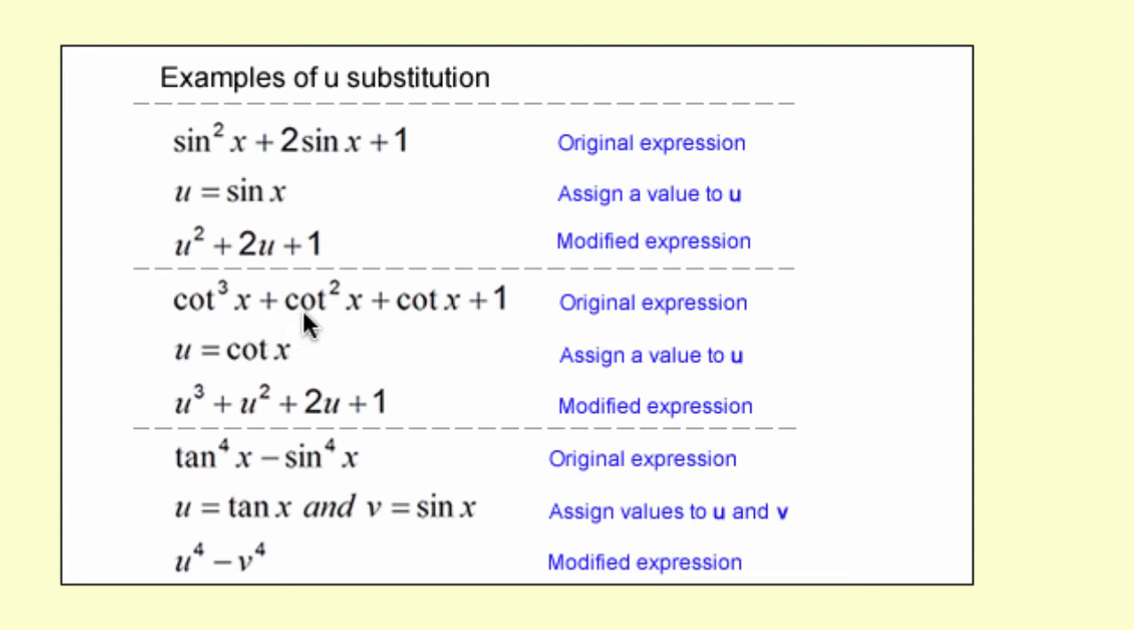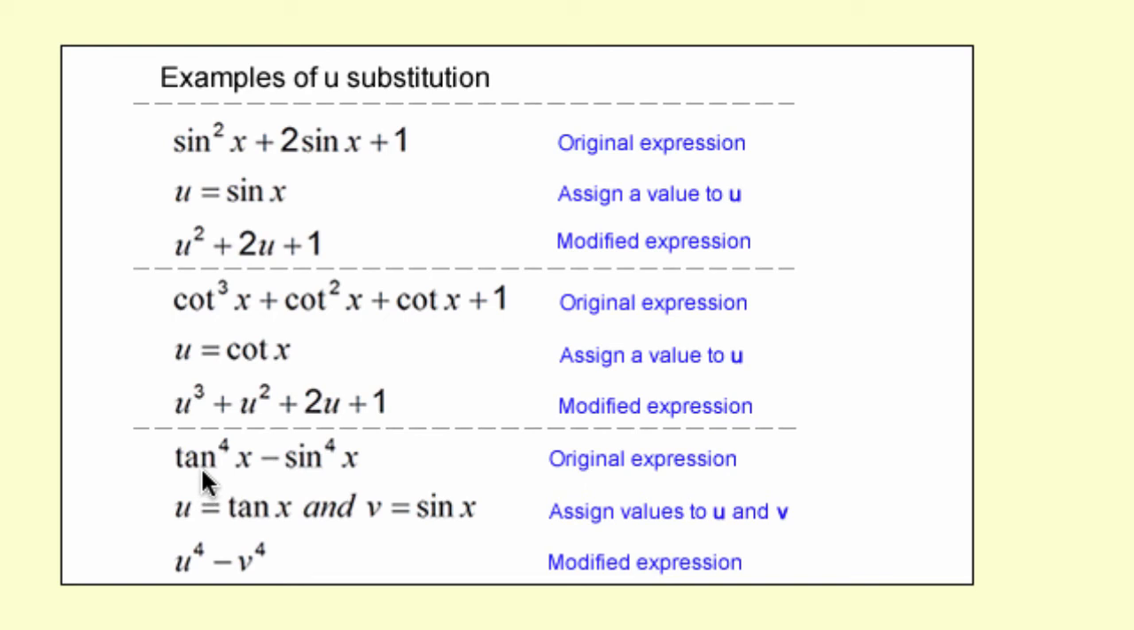Cotangent cubed x plus cotangent squared x plus 2 cotangent x plus 1. If you let u equal cotangent x, it's u to the third power plus u squared plus 2u plus 1. And again, that's probably easier to see if you're going to be factoring that.